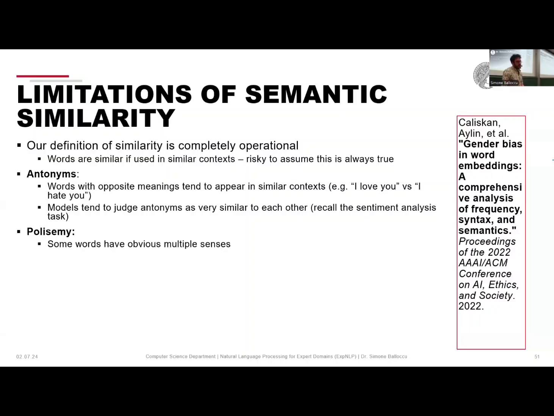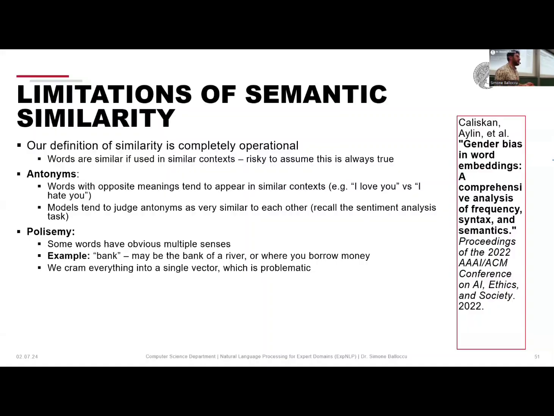Polysemy, some words have multiple meanings. For example, bank, maybe the bank of a river, or you borrow some money. The model crams everything in a single vector, and that means it will never be able to fully represent the polysemy of that concept. And biases.